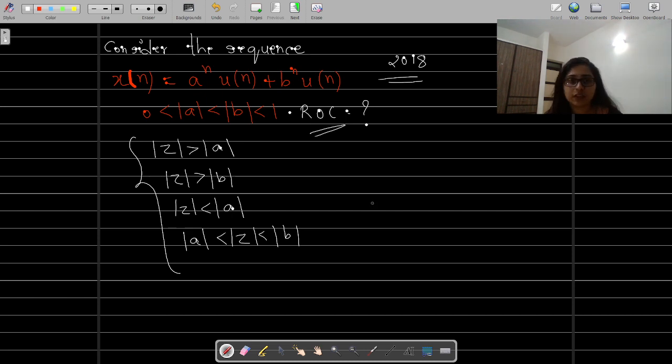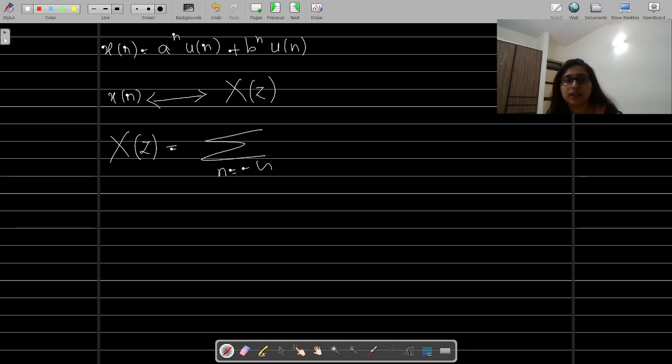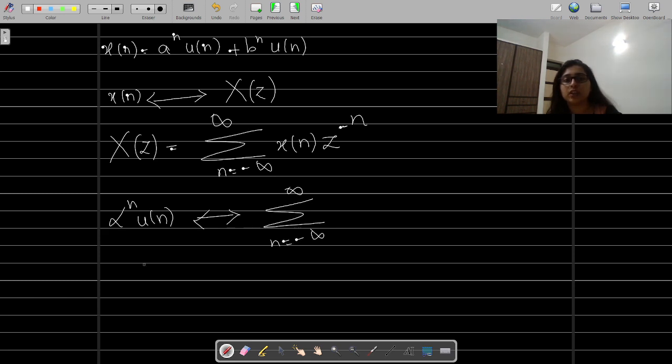So what is the region of convergence? You know about the Z transform. If you are given the sequence x of n, you are going to get the Z transform x of z. And you know the formula for Z transform, that is x of z is equal to the summation n equal to minus infinity to infinity x of n z to the power of minus n. Okay, so suppose now I am considering alpha to the power n u of n. To find the Z transform of this, n equal to minus infinity to infinity, this is my x of n, so I am writing this here into z to the power of minus n.